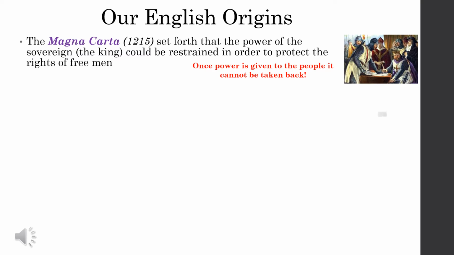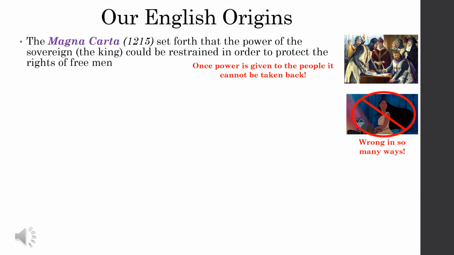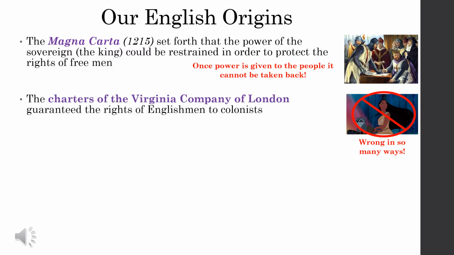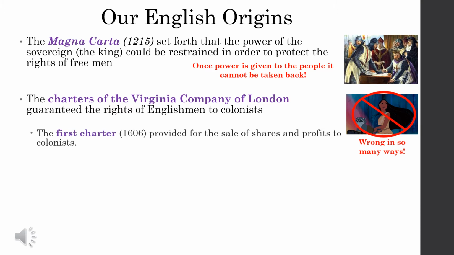Okay, well, let's get to America. Here's Pocahontas. Oh, that movie is wrong in so many ways, but more importantly, it missed out on the cool stuff, like the charters of the Virginia Company of London, which guaranteed the rights of Englishmen to colonists. What does that mean? It means the King of England signed a document that said once you go to America, you are still an Englishman and you have all the rights of an Englishman. But it went farther. The first charter, signed in 1606, provided for the sale of shares and profits to colonists. So not only will you be an Englishman over there, but you're a shareholder in the company. You own part of the company. If you make any profits, we'll give them to you.